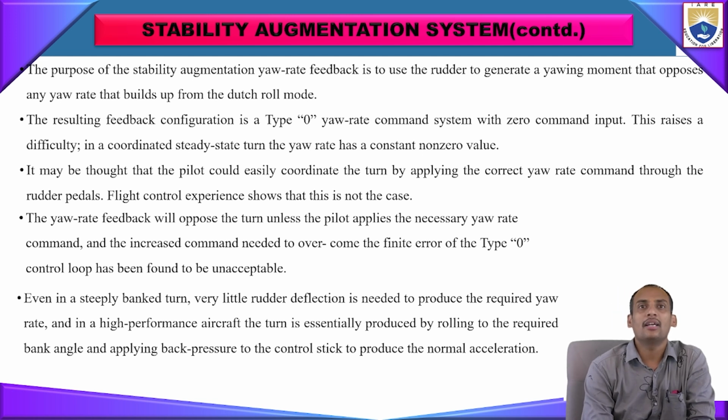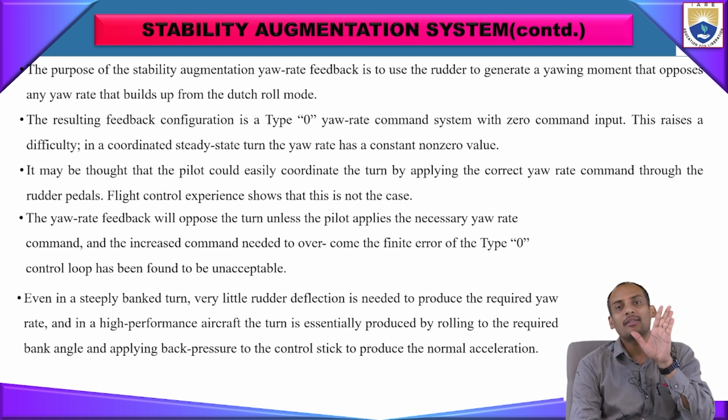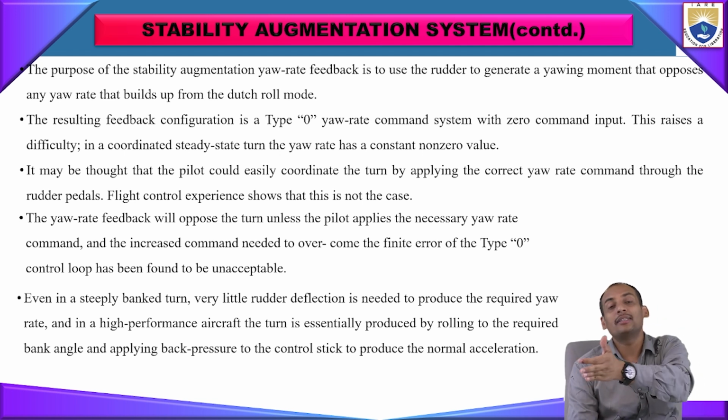The yaw rate feedback will oppose the turn unless the pilot applies the necessary yaw rate command, and the increased command needed to overcome the finite error of the type 0 open loop will be acceptable only. Even when you forcefully apply the pedal, the aircraft cannot be turned automatically. There will be a limit to that yaw rate also. That limit will be overcome by whatever the default values are in the integrator.